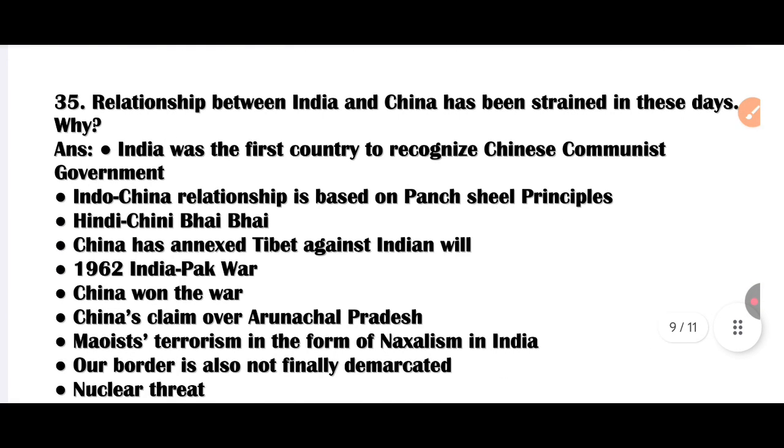Next question. The relation between India and China has been strained these days. Why? India was the first country to recognize the Chinese Communist government. Indo-China relation is based on Panchsheel principles. Hindi Chini Bhai Bhai. China has annexed Tibet against Indian will. 1962 India-China war. China won the war.